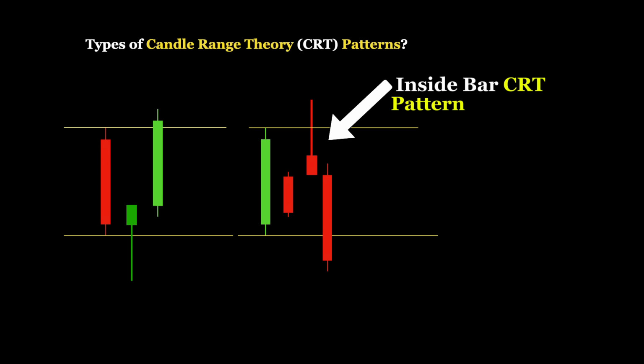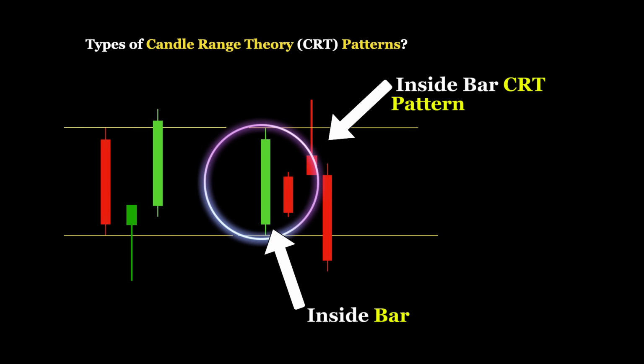Next is the inside bar CRT pattern. This happens when one candle forms completely inside the range of the previous candle. What does this mean? Indecision. The market is pausing, building energy, waiting for the next move. But smart money is watching closely, and so should you.